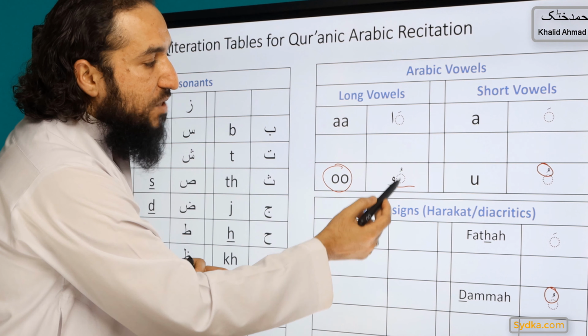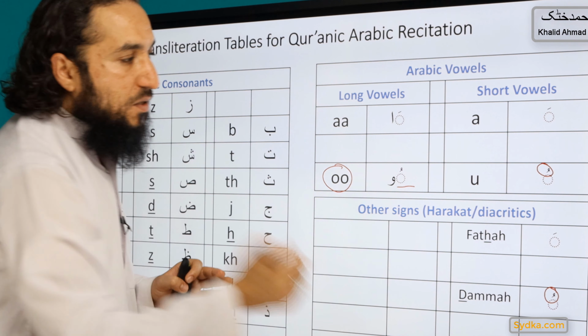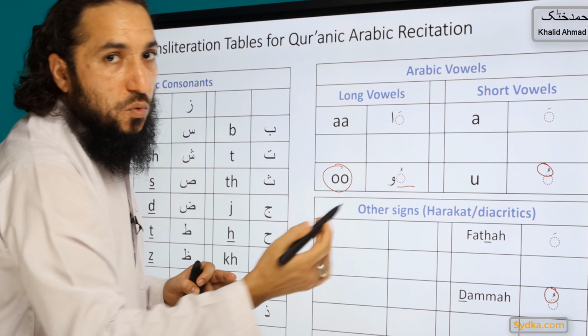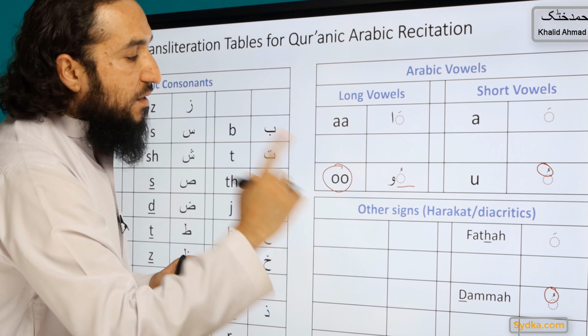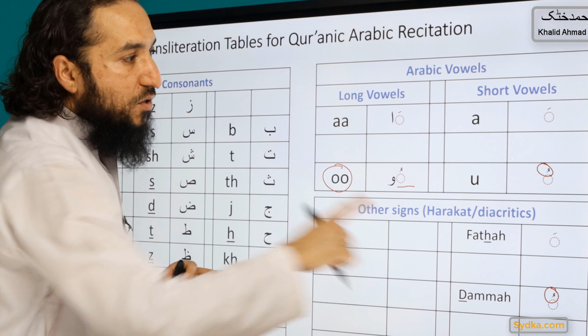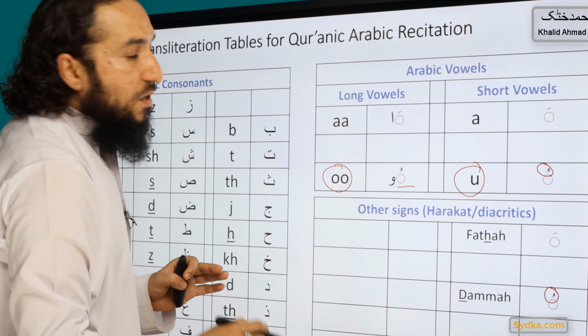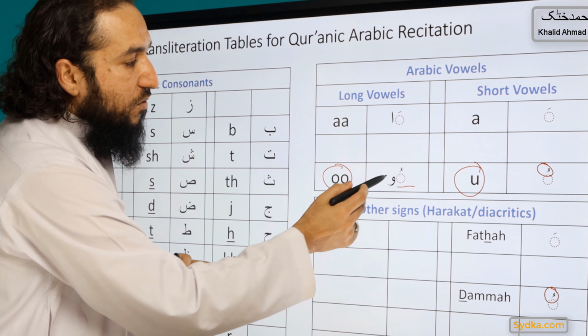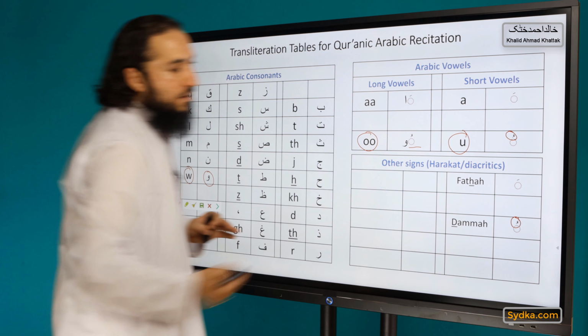For example, if it is hamza dhamma waw sukoon, that would be oo, so 2 counts. If it is hamza dhamma only, then that would be u, 1 count. So this is oo, 2 counts. For the single short vowel, hamza dhamma, we use the u sound, but for the long vowel we use double o, and the sign is called dhamma.